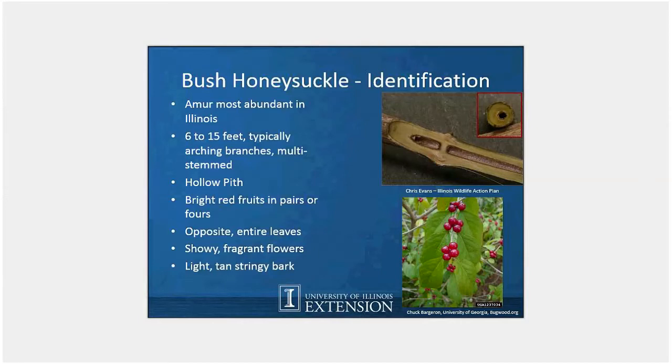Usually we have bright red fruits in pairs or in fours, and birds are a big fan of these. It's a pretty heavy seed set, and you think about all those flowers you see turning into berries, and the birds love them. When identifying, look for opposite and entire leaves, and you'll look at the margin and be able to see those. Showy fragrant flowers, the tan stringy bark, and you'll be able to walk through the woods and really see some of that in the spring.